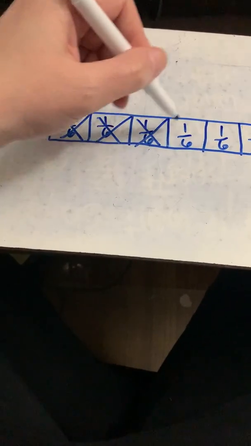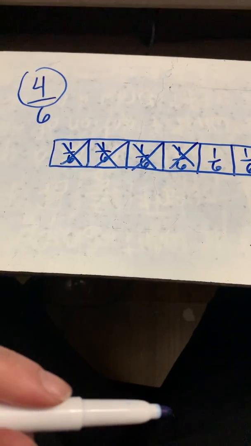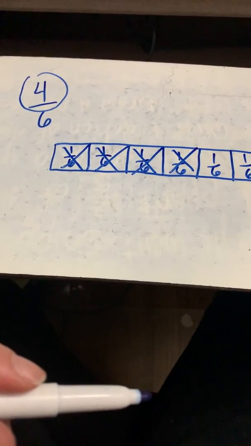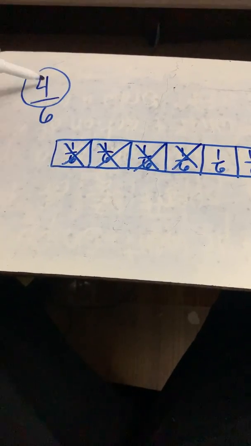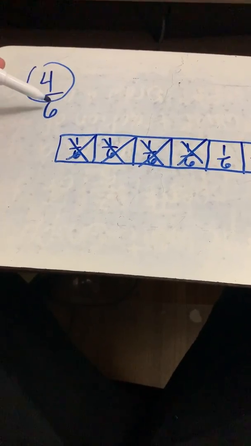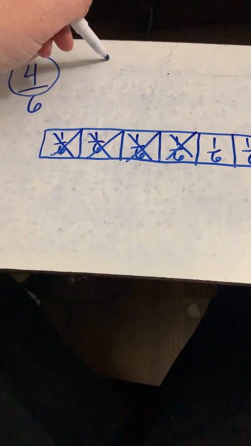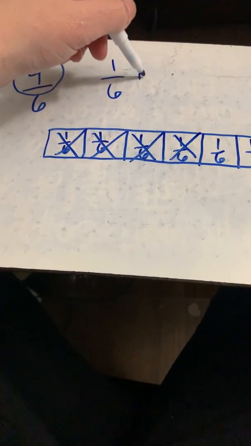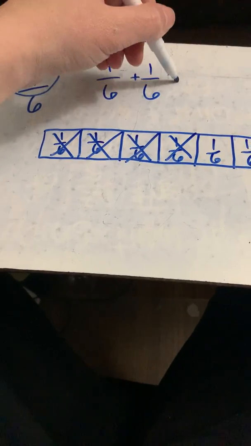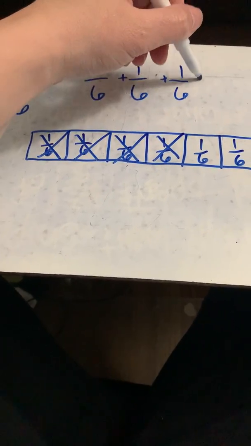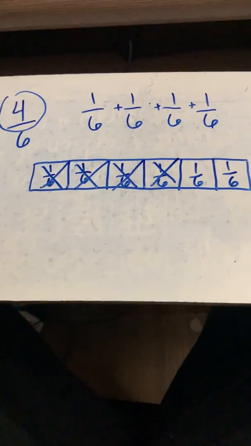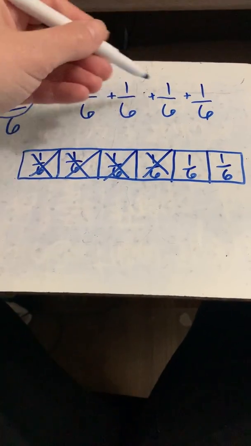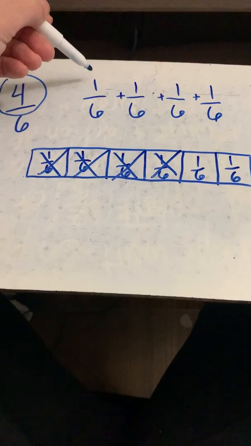so I'm just going to cross out the 4. Now, to decompose it into unit fractions, well, a unit fraction is a fraction that has a numerator of 1. So if I'm going to be breaking out this 4/6 into unit fractions, it's going to be 1/6 plus 1/6 plus 1/6 plus 1/6.